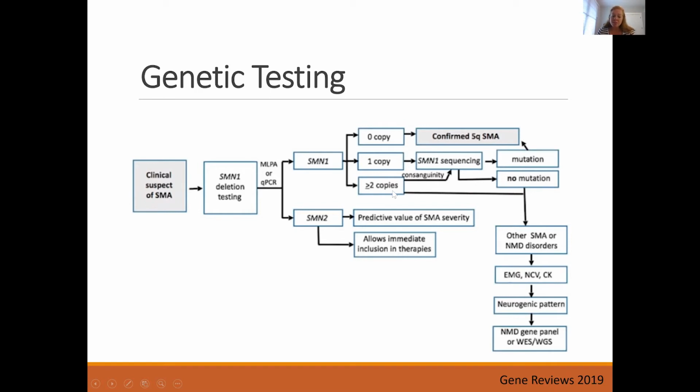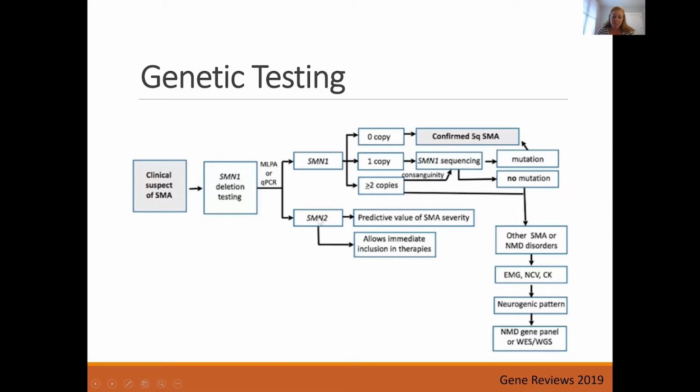And then in cases where there's 2 copies of SMN1 present, we would consider still sequencing the gene when there's a blood relationship between parents, and the term we use for that is consanguinity, where it's possible that both parents could carry a disease-causing mutation within the SMN1 gene that would not have been picked up with deletion duplication analysis. And in this situation, if there's a mutation in both copies, then again, we can confirm diagnosis. Or if there's no mutation present, then we can think about other disorders at that point.